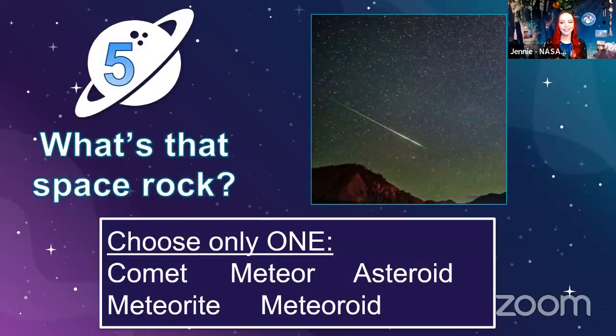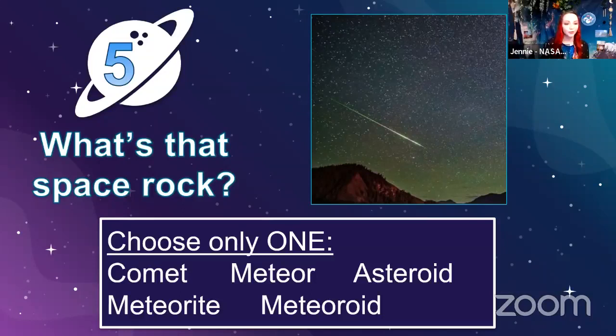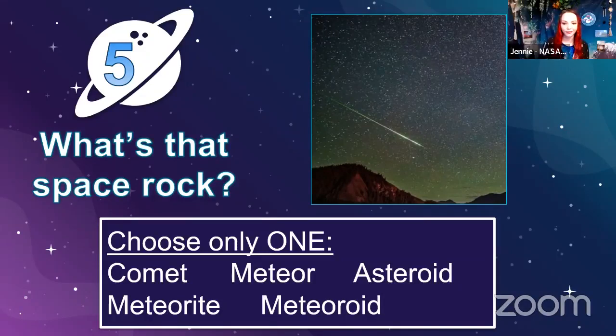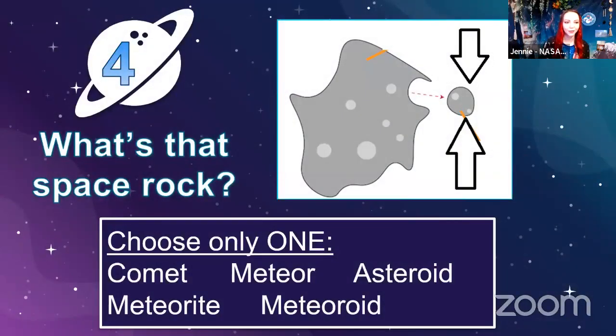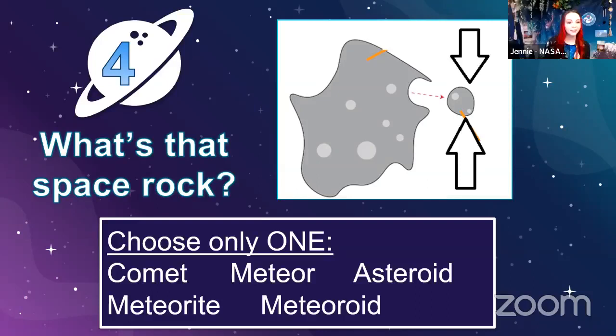Which one is this a picture of? Comet, meteor, asteroid, meteorite, or meteoroid? Teacher, can you tell me the 4th question? Oh, would you like me to go back to number 4? Yes, teacher. Okay, I will quickly go back to number 4 to make sure that you can see that one. I can't see the screen. Oh, you can't see the screen.